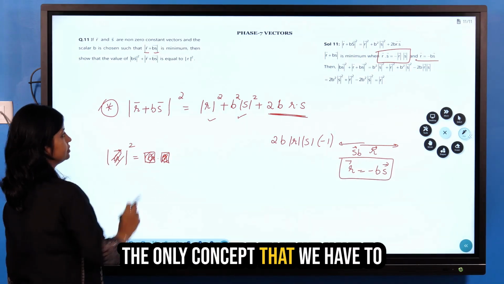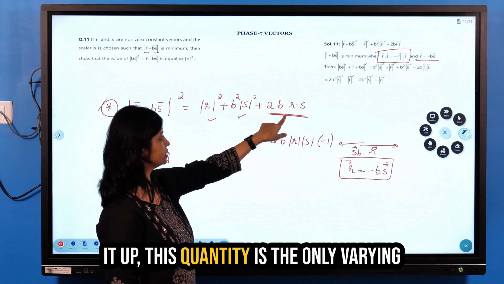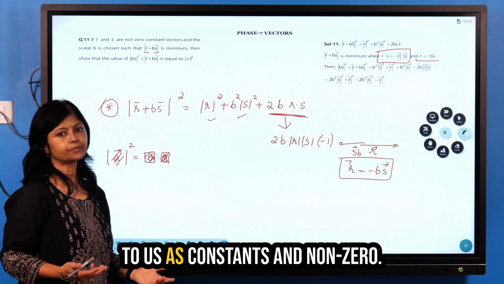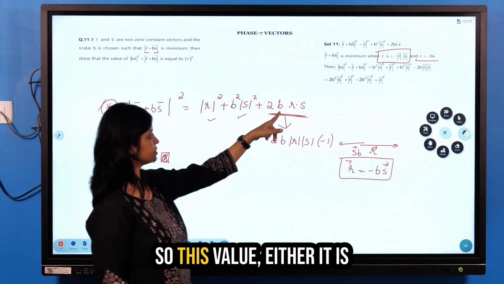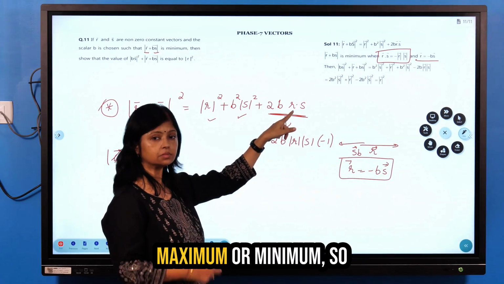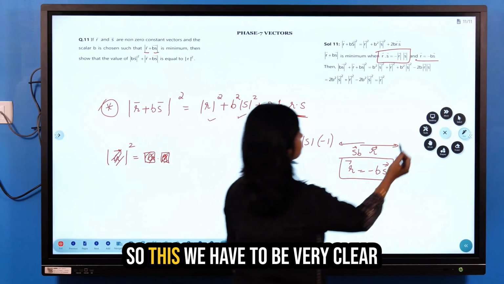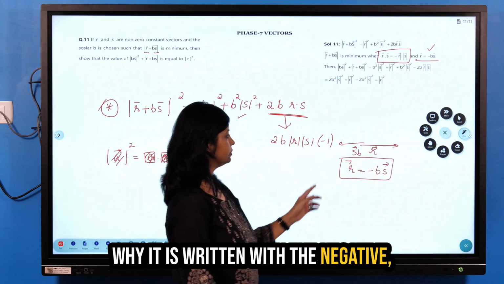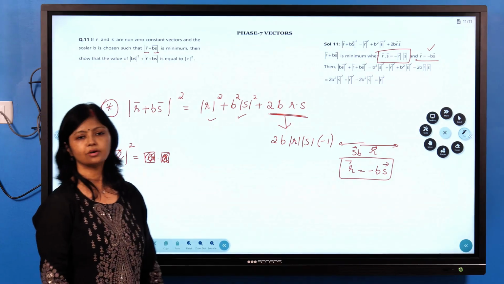The only concept that we have to understand from here is that when we open it up, this quantity is the only varying quantity, because these two are given to us as constants and non-zero. So this value is either maximum or minimum. So the minimum is -1 when they are. We have to be very clear why it is written with the negative, because they are in opposite direction. That is all.